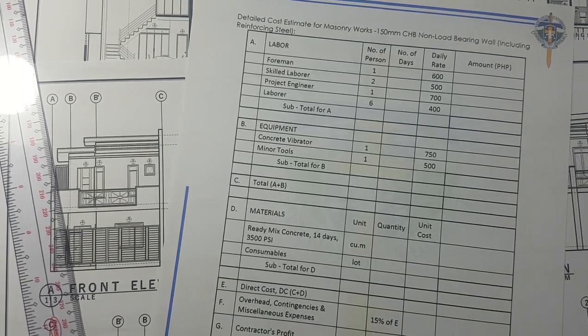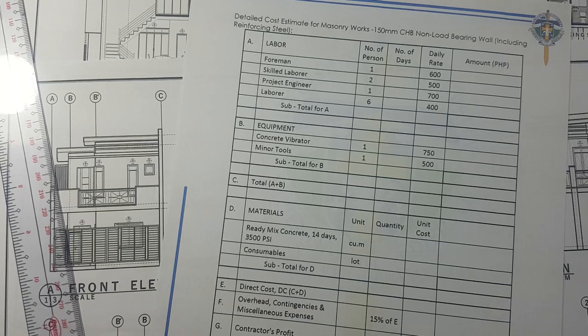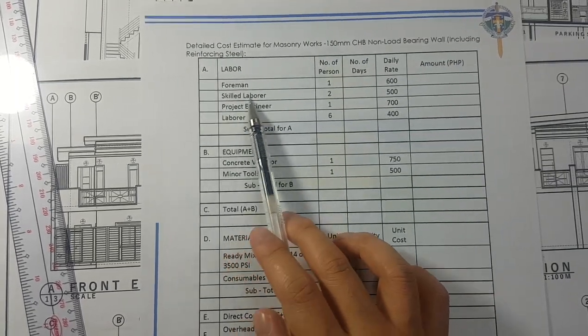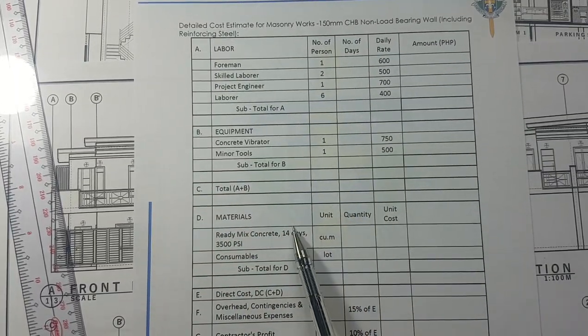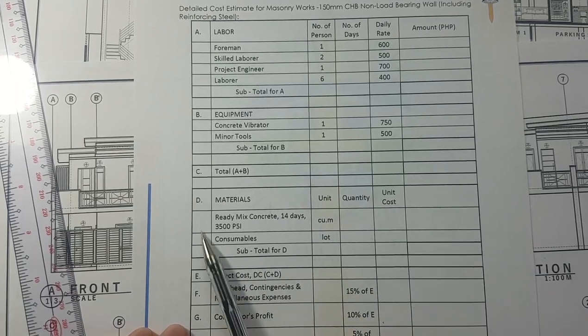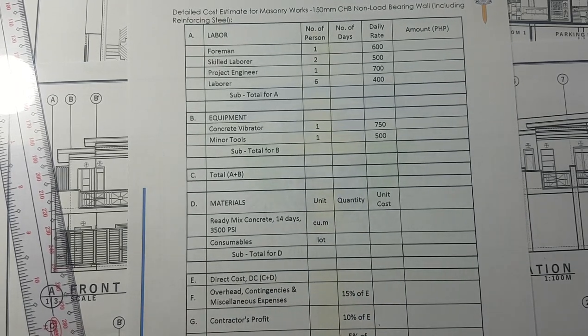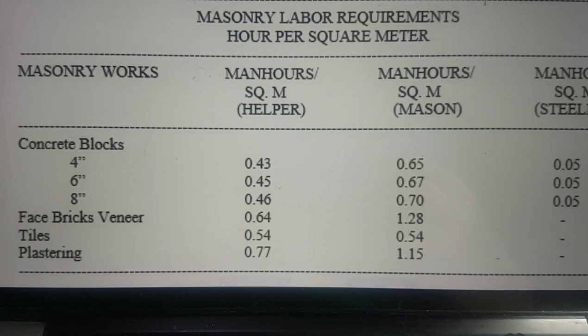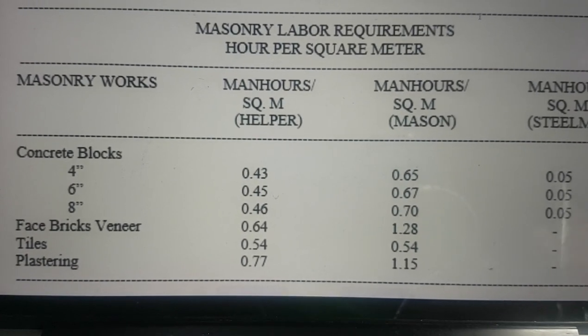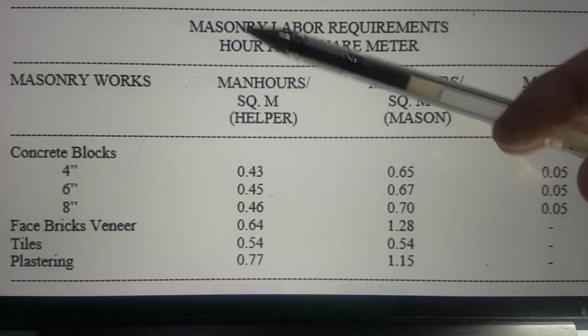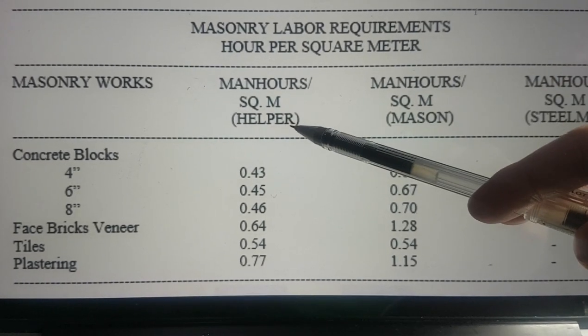Ang una natin gagawin is alamin natin yung productivity rate natin. Okay? Kasi from there, we can start with our labor. Kasi meron na tayong materials, material cost. Okay? So, alamin natin yung ating productivity rate. For masonry, ito ang gagamitin natin. So, man-hours per square meter.